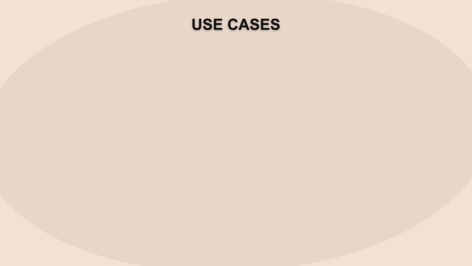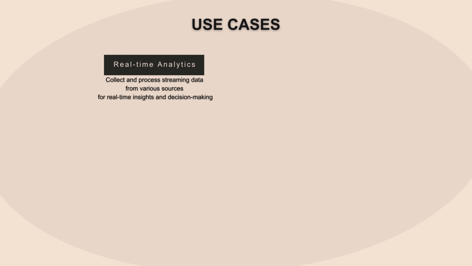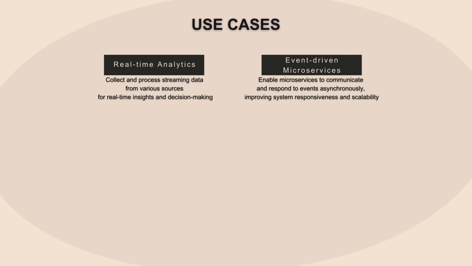GCP PubSub is versatile and can be applied to a wide range of scenarios. Real-time analytics: collect and process streaming data from various sources for real-time insights and decision-making. Event-driven microservices: enable microservices to communicate and respond to events asynchronously, improving system responsiveness and scalability.